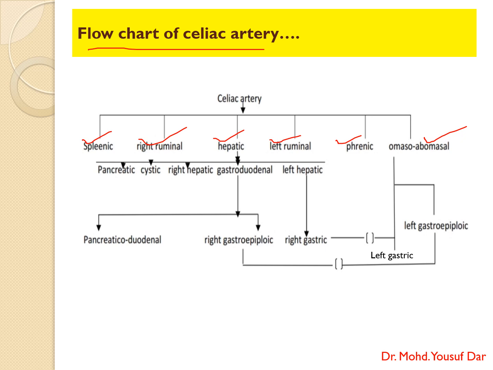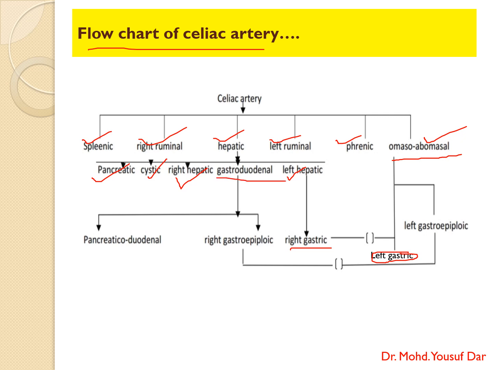The hepatic artery further gives off the pancreatic branches, which supply the pancreas, the cystic branch, which supplies the gallbladder, and the right hepatic branch and the left hepatic branch, which supply the corresponding lobes of the liver. The left hepatic branch gives off the right gastric artery, which anastomoses with the left gastric artery of the omeso-abomasal artery.